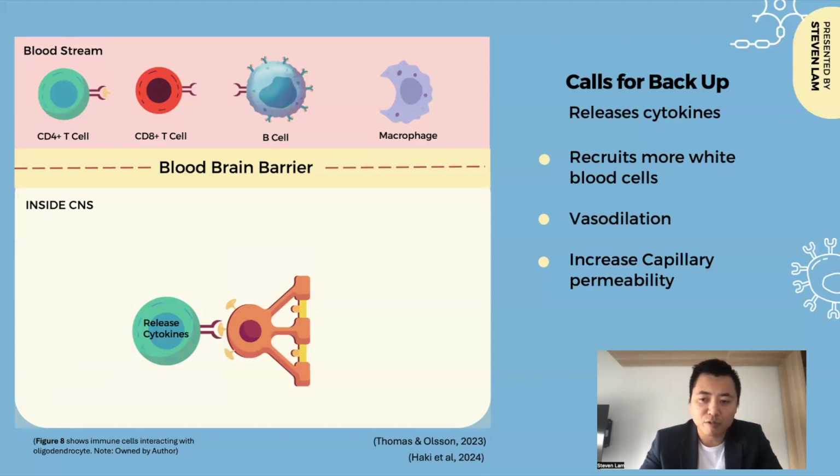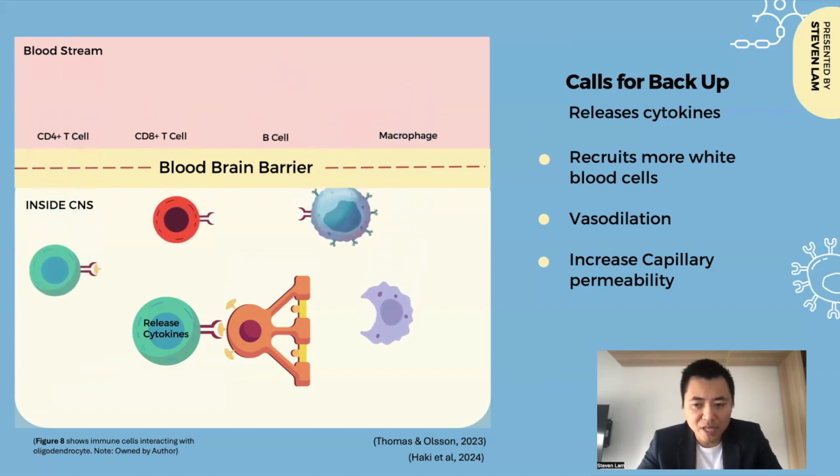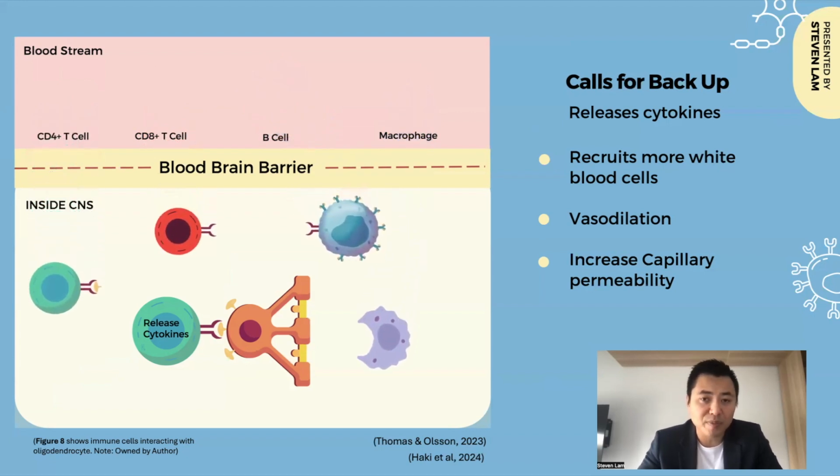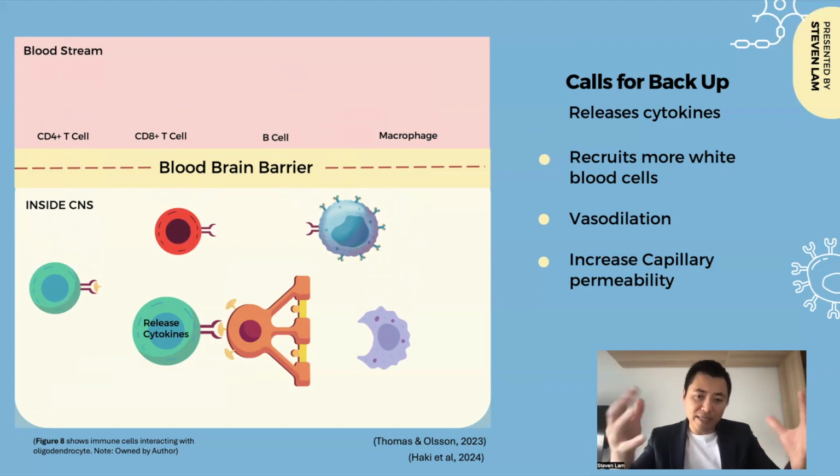Now, cytokines recruit more blood cells into the area. It causes vasodilation, which means your blood vessels get bigger, which means more blood flow. And it also increases capillary permeability. So this makes the gaps between the blood vessels a lot bigger, which means more blood cells can travel through. More white blood cells can cross them.